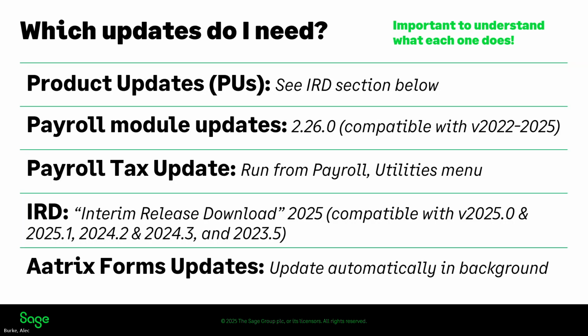I have a 2022 version. IRD only supports 2024 and 2025. I only need to process 1099s. What is the solution? This person is running 2022? Yes. And actually, the IRD is supported by 2023.5. But there are no more updates. There are no more PUs coming for 2022. No. So sometimes this comes up.